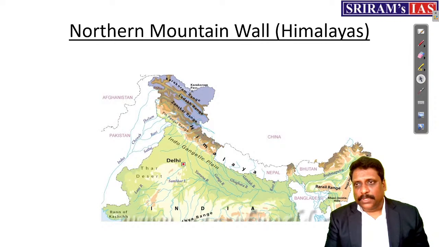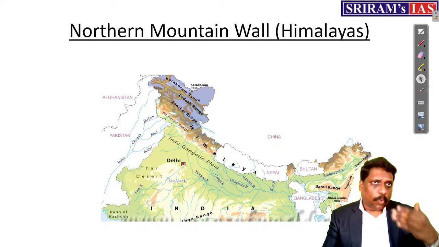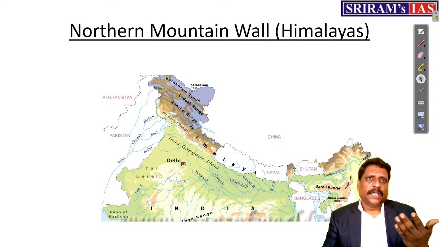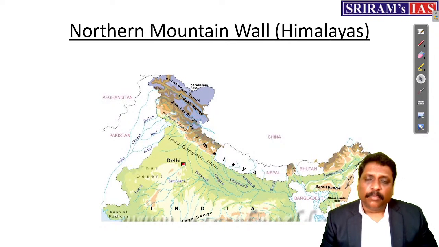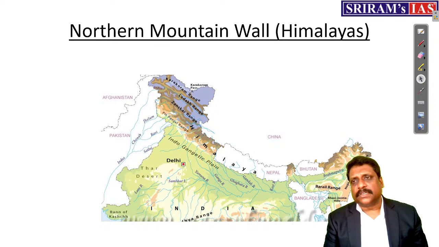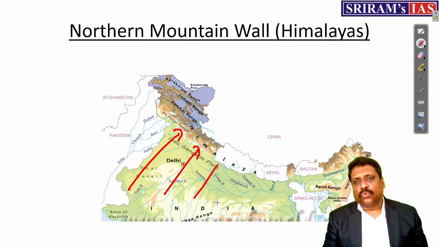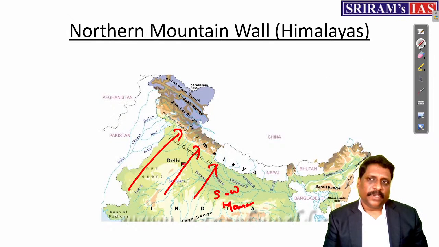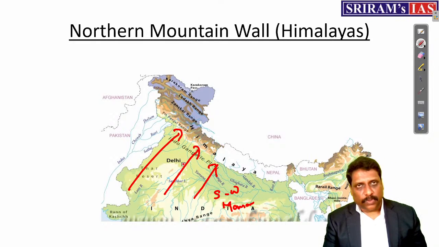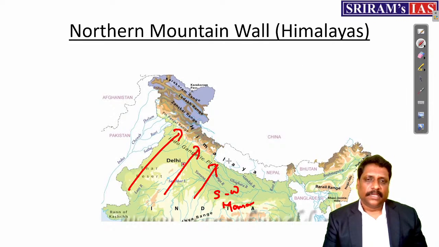Now talking about this northern mountain wall, why is it called a wall, if you ask me? Because climatologically it plays a very important role. When I talk about wall, this mountain is the one which does not allow the southwest monsoon to enter China. Himalayas almost act as the terminal orographic barrier for the southwest monsoon. Almost the complete moisture of the southwest monsoon is drained by the Himalayas.